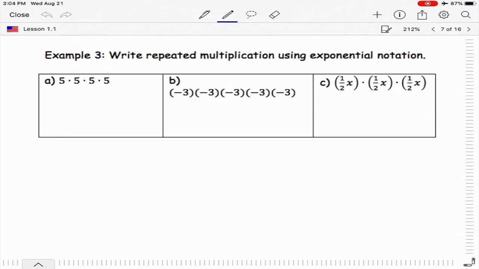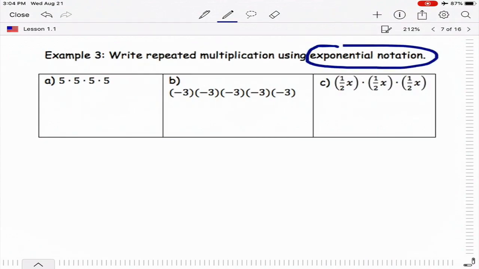All right, example 3. Once again, read the directions. Write repeated multiplication using exponential notation. You do not need to solve this. You do not need to do 5 times 5 times 5 times 5 and get a number. All you got to do is rewrite each of these numbers in exponential notation. That means writing it as an exponent.